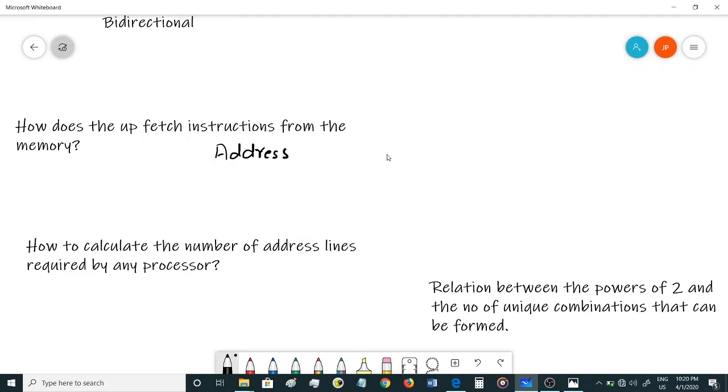In the memory, each and every byte of data has a unique address. Is that clear? Each and every byte of data has a unique address, right? So you need to specify this unique address corresponding to the starting byte of your instruction. So only then it can fetch the instruction from the memory.